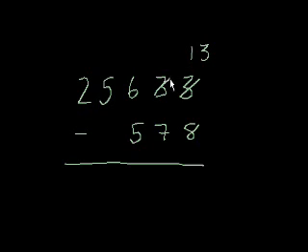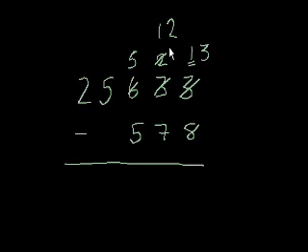And we borrow from this 3, which will now become 2. Right? We took a 1 away from this 3, became 2, and this 1 is right here. 13 is now larger than 8, but 2 is now smaller than 7, so we have to borrow again. This 2 becomes a 12, and this 6 will become a 5.